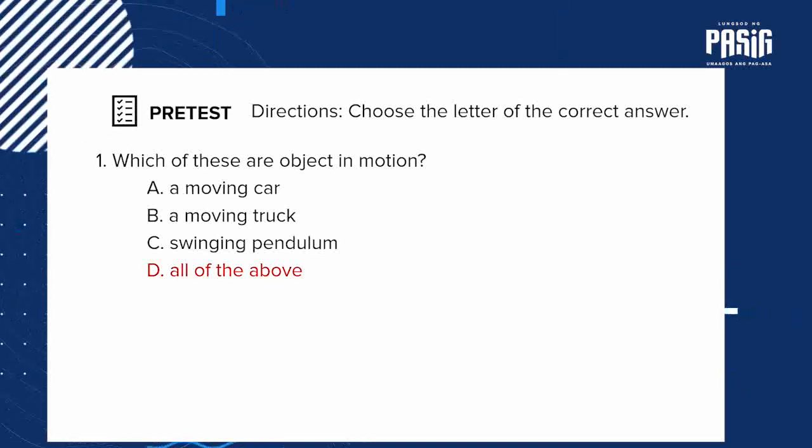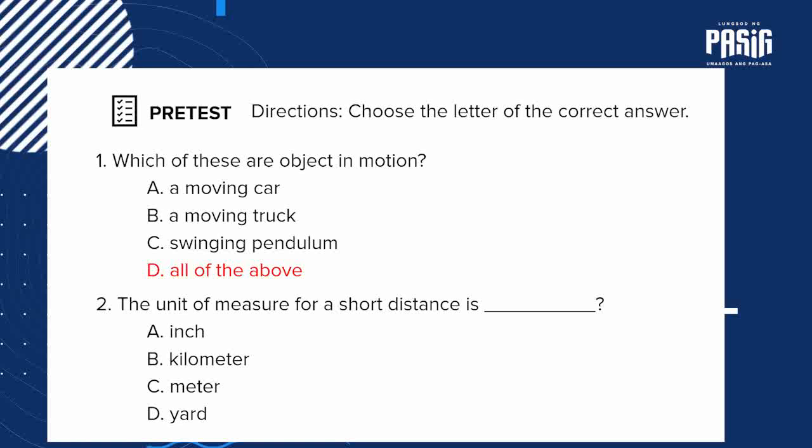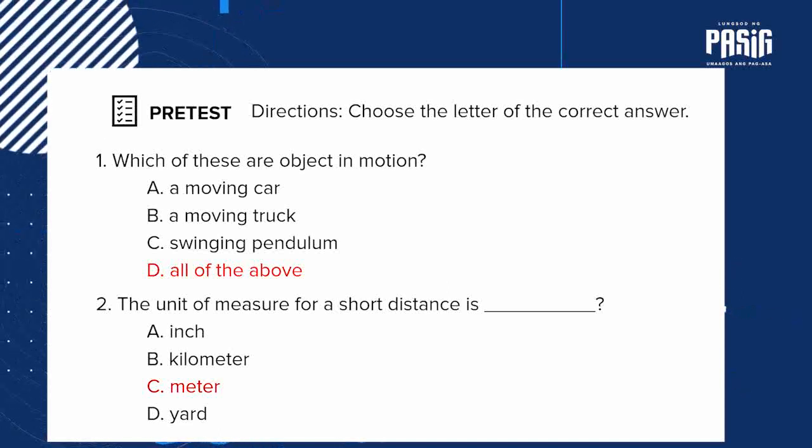Let's go to number 2. The unit of measure for a short distance is blank. A, inch. B, kilometer. C, meter. And letter D, yard. Your answer? Very good. Letter C, meter.